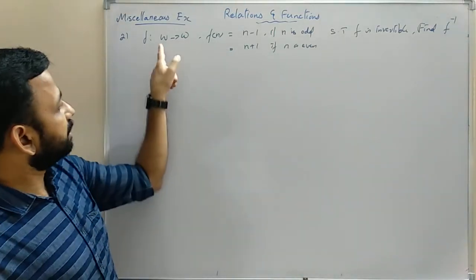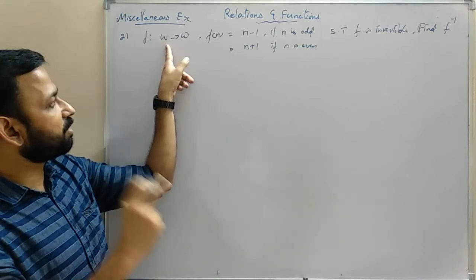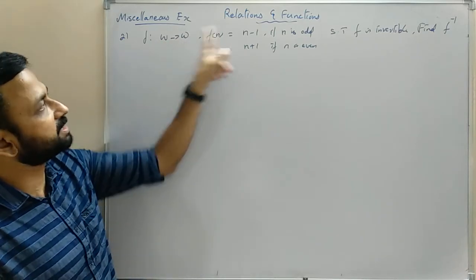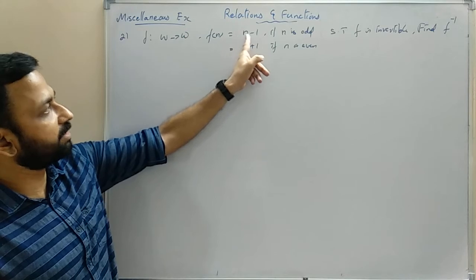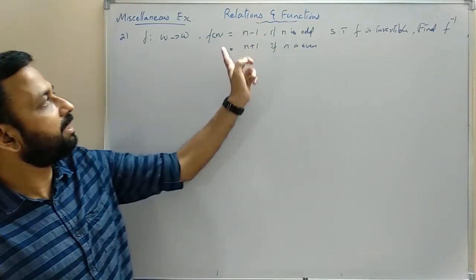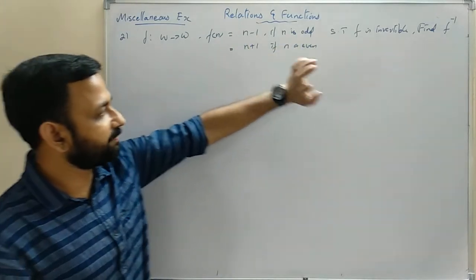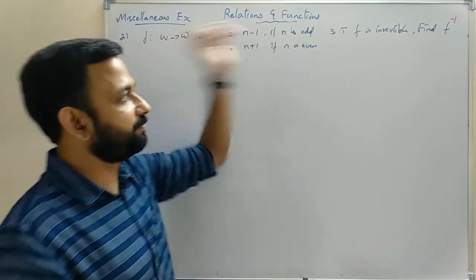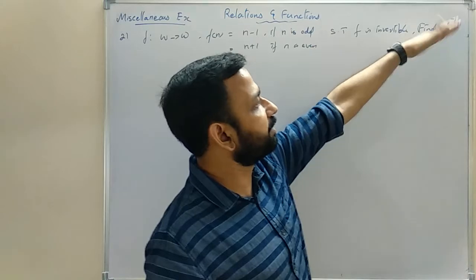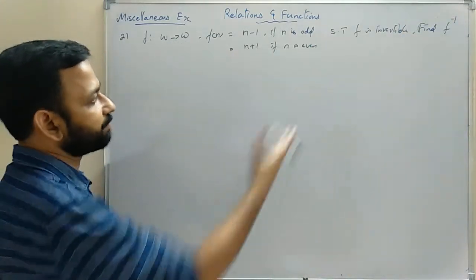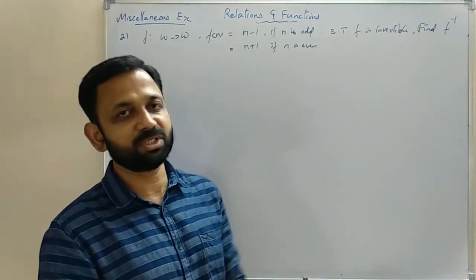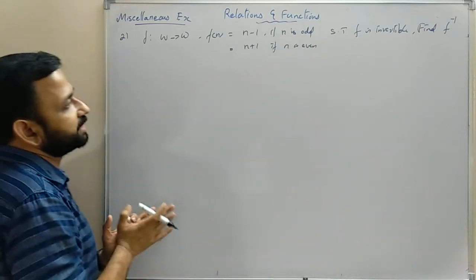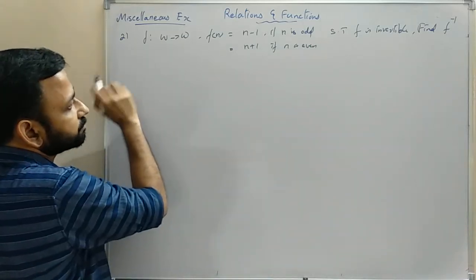So here f is a function from the set of whole numbers to the set of whole numbers, and f(n) is equal to n minus 1 if n is an odd number and equal to n plus 1 if n is an even number. Show that f is invertible. That means we are going to show f is one-one and onto. Then we need to find f inverse. So first we have to show that it is one-one and onto.